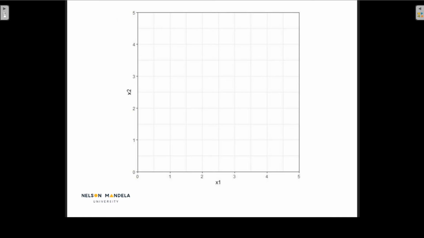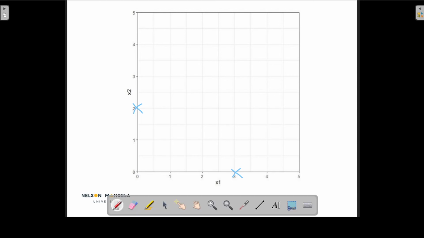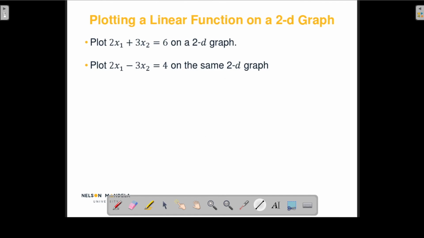So we have the point x1 equal to 0, x2 equal to 2, so that will be that point over there, and then we have the point 3, 0, which is that point over there, and we can connect those two, and that is the graph of my equation. Now, if we look at the second one here, 2x1 minus 3x2 is equal to 4. If we want to draw it on the same graph, here you will see that the coefficient for x2 is negative.